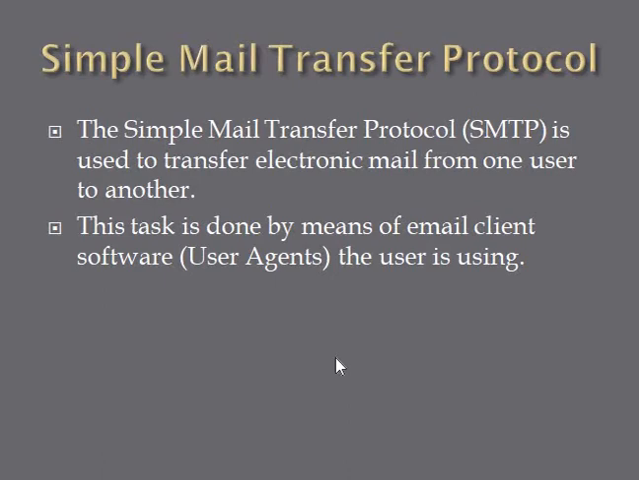The second application layer protocol we will discuss here is the Simple Mail Transfer Protocol. The Simple Mail Transfer Protocol, that is SMTP, is used to transfer electronic email from one user to another user. This task is done by means of email client software, that is the user agent the user is using. The user agent helps the user to type and format the email and store it until the internet is available. When an email is submitted to send, the sending process is handled by the message transfer agent, which normally comes inbuilt in the email client software.